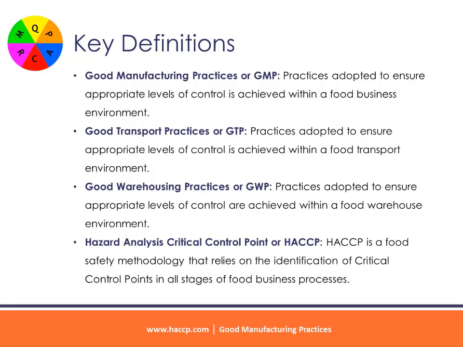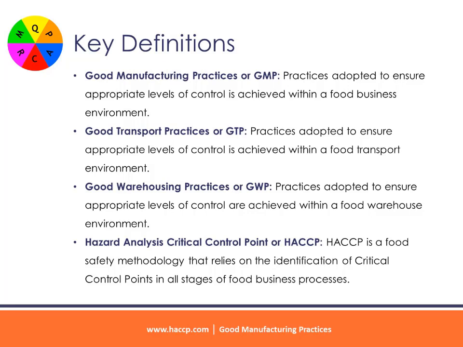Good transport practices or GTP: practices adopted to ensure appropriate levels of control are achieved within a food transport environment. Good warehousing practices or GWP: practices adopted to ensure appropriate levels of control are achieved within a food warehouse environment. Hazard Analysis Critical Control Point or HACCP.